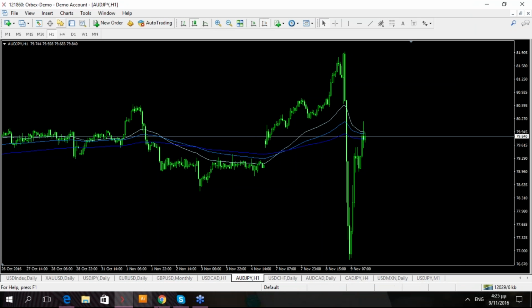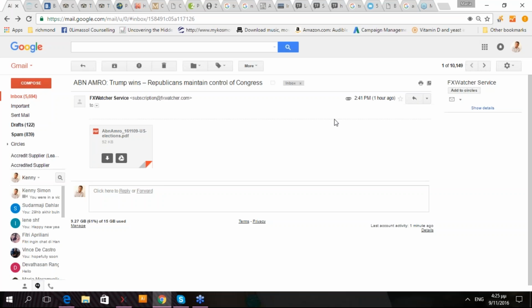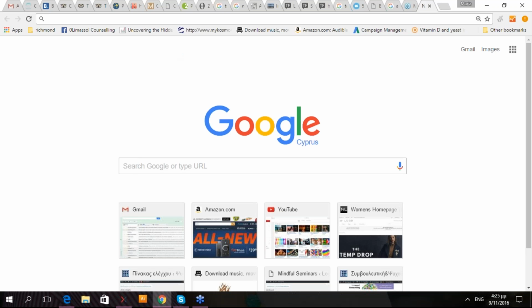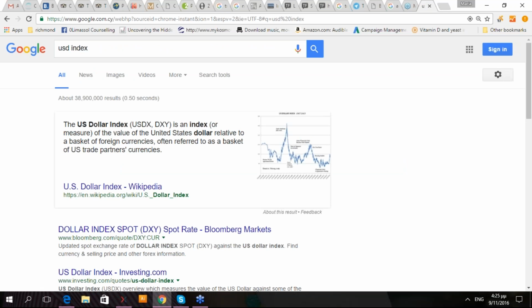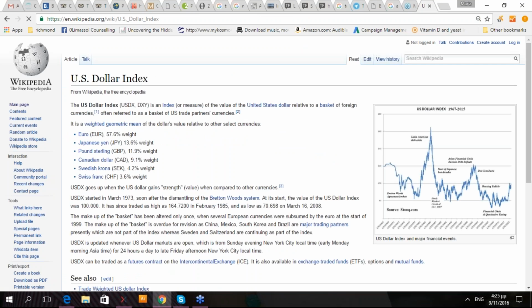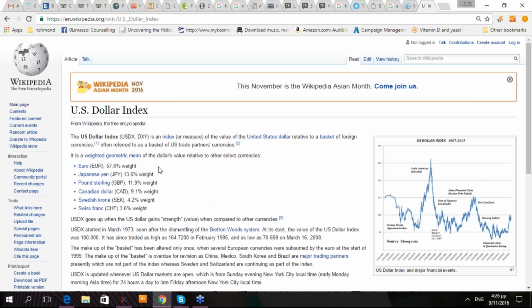If you go into the USD index, you'll be able to look into the currencies there. So if I just do this, straight away you've got it right there. Basket of DXY is the abbreviation for the USD index. Basket of six currencies, of course. So there you go, you've got it there.